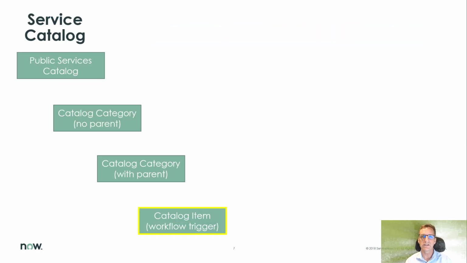We have an existing service catalog, and we talked a little bit about that when we went through the portal in the beginning. It's called the Public Service Catalog. There's a category in that catalog called Services. There's a child category, which is called Non-Emergency Services. And then in that we have one example catalog item right now.